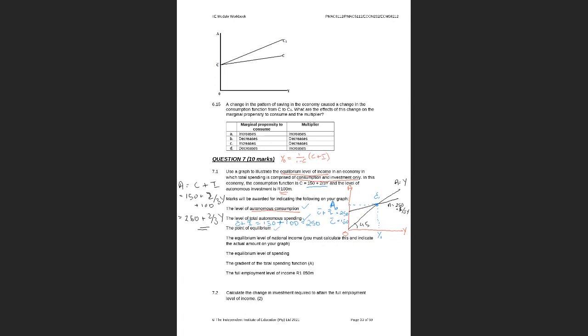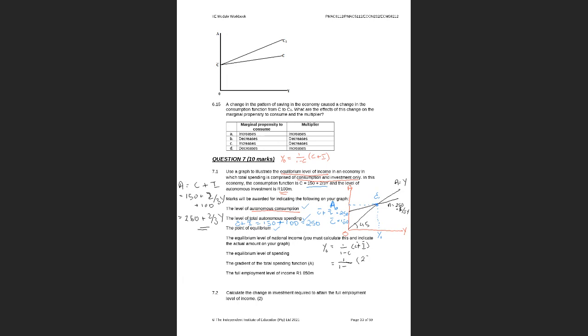Now they're asking us a simple question. They say, what is the equilibrium level of national income? You must calculate this and indicate the actual amount on your graph. Easy peasy, Captain Squeezy. Got this. So it's Y1 minus 1c. Then you've got your C plus I, autonomous C and autonomous I. Now, what is our small c in this case, guys? Let me know. Our marginal propensity to consume, what is that? It's 1 minus what?